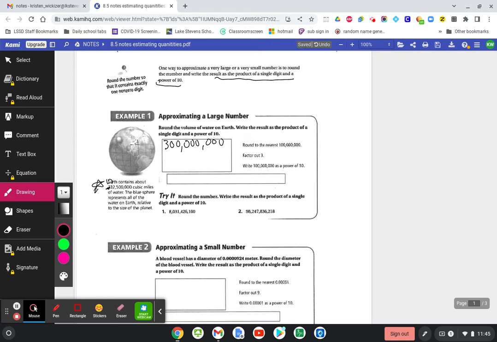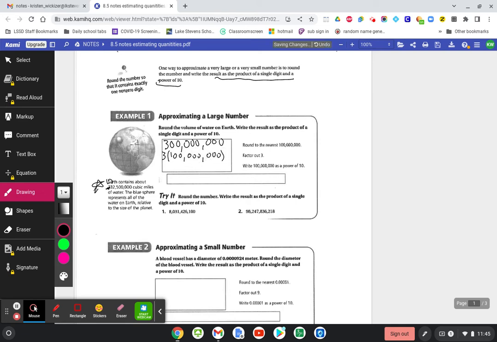Okay, so that's the first thing. We're going to round it to the nearest 100,000,000, and then we're going to factor out the 3. So factoring out is basically like dividing. So if we divide that number by 3, and you can use your calculator to do that, we would be left with 100 million.